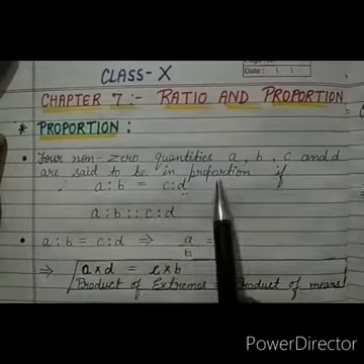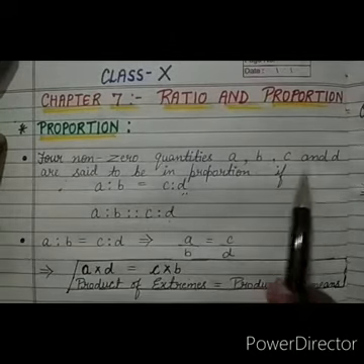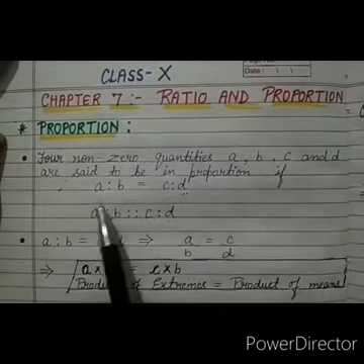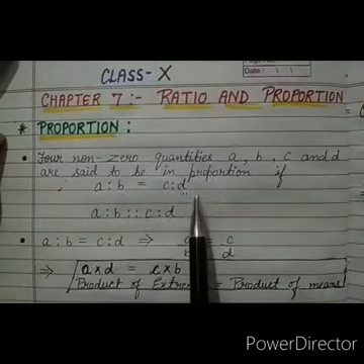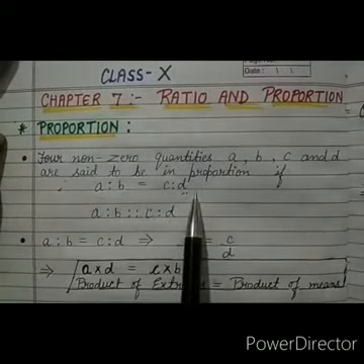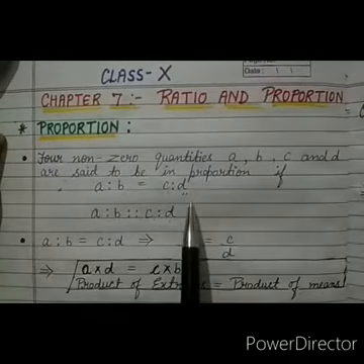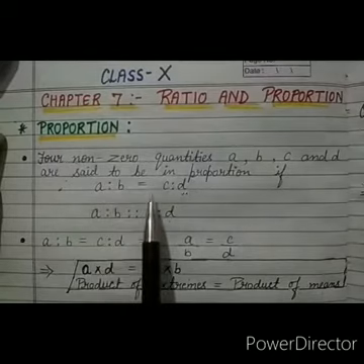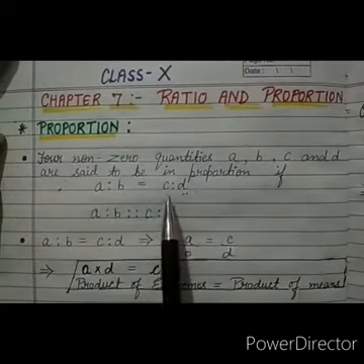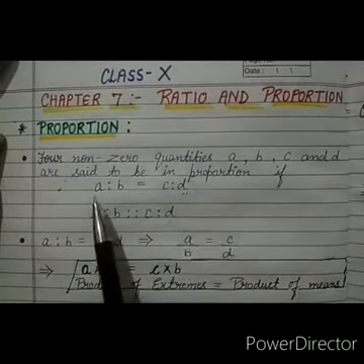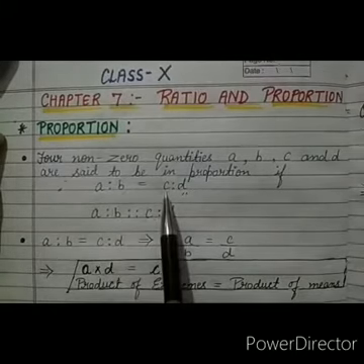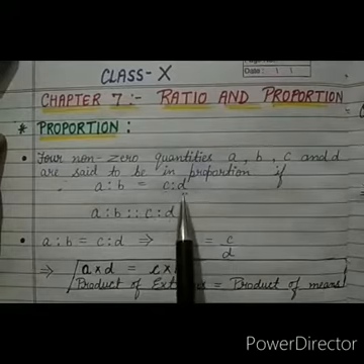Four non-zero quantities A, B, C and D are said to be in proportion if A is to B is equal to C is to D. Means we can say that the four quantities are in proportion if the ratio between A and B is equal to the ratio between C and D, where A is the first term, B is the second term, C is the third term and D is the fourth term.